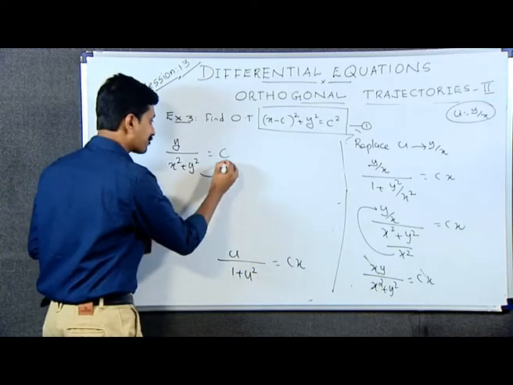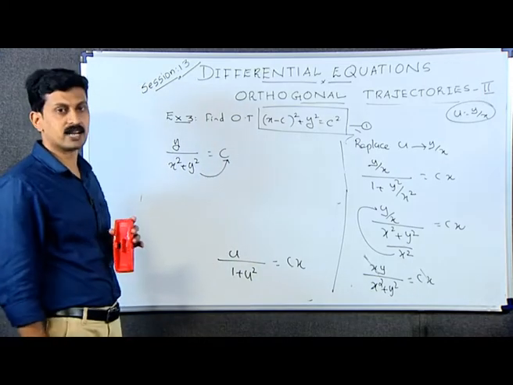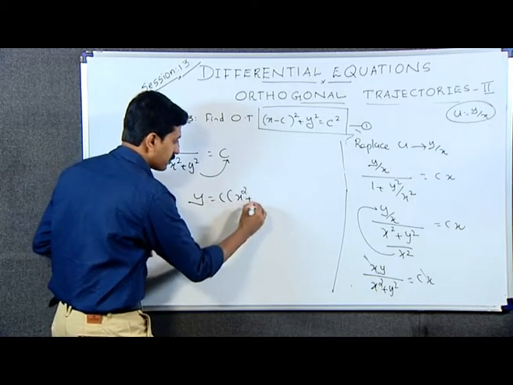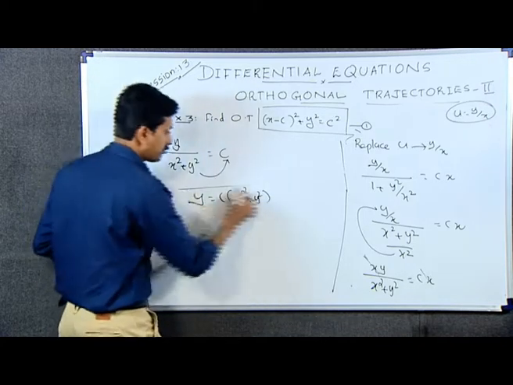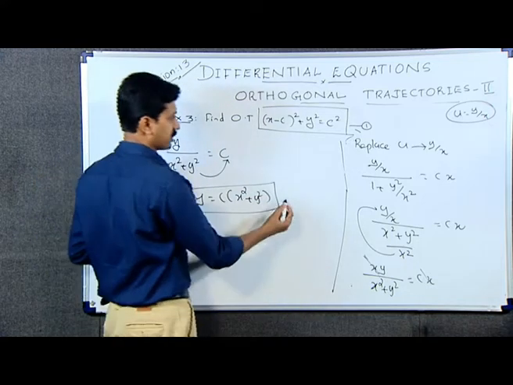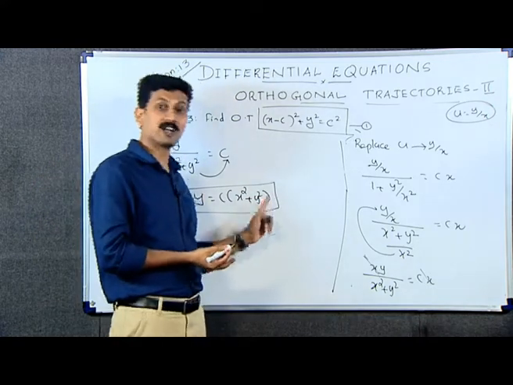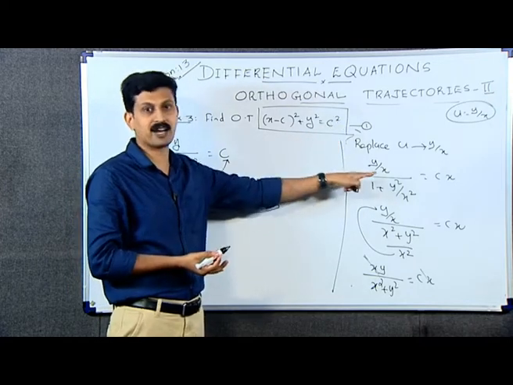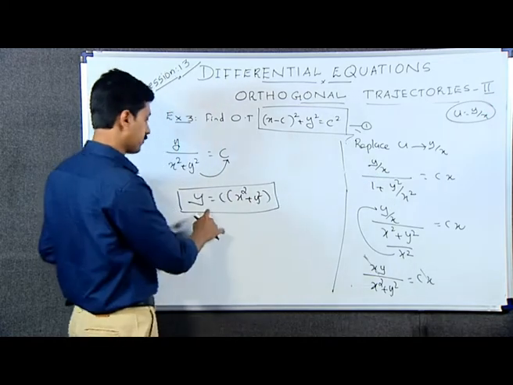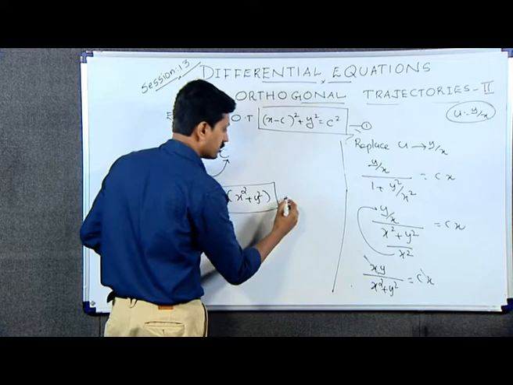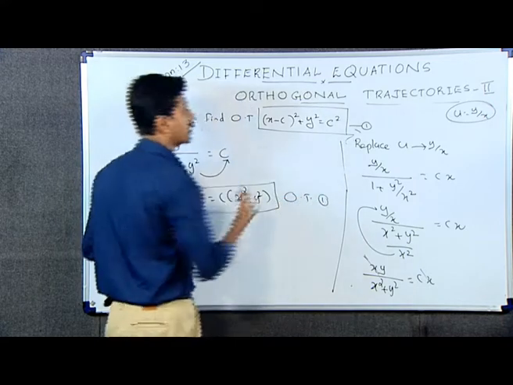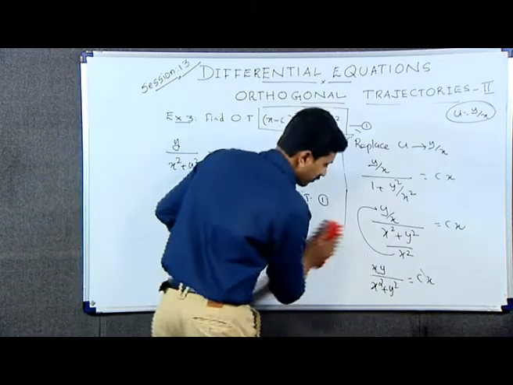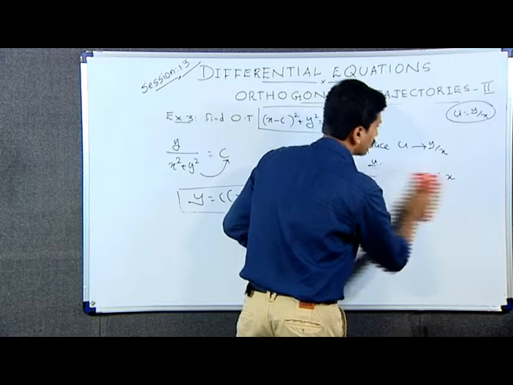For convenience, I am taking this denominator to the right side. So we will have y is equal to c into x square plus y square. Now this is the final solution of equation 6. We got equation 6 from 1 by replacing y dash with minus 1 by y dash. Therefore, y is equal to c into x square plus y square is an orthogonal trajectory of equation 1. There are many examples we can solve to find orthogonal trajectories.